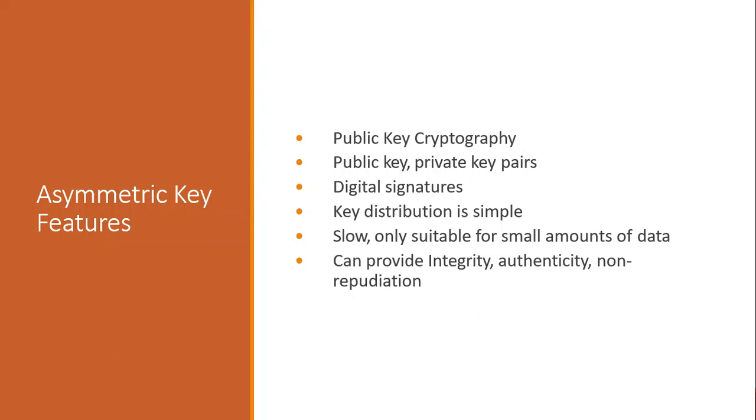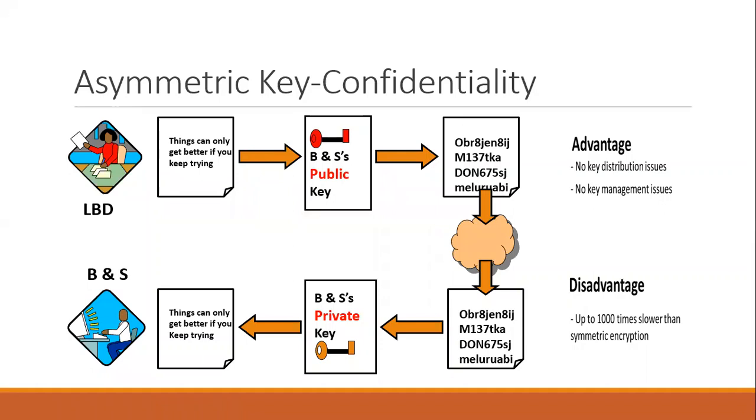Asymmetric key encryption is slow and only suitable for small amounts of data, such as authentication data or passwords and things like that, because it uses one key to encrypt and another key to decrypt, making it much slower than the symmetric key encryption, which simply uses one key to encrypt and decrypt. Asymmetric encryption can provide integrity, authenticity, and non-repudiation, and we'll take a look at all of that a bit later.